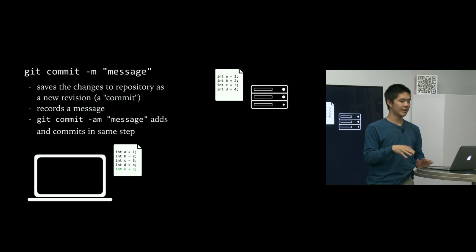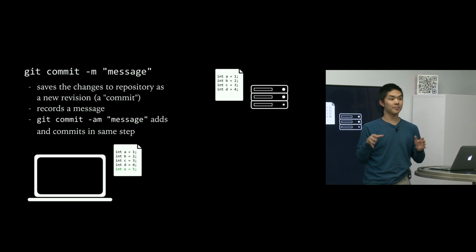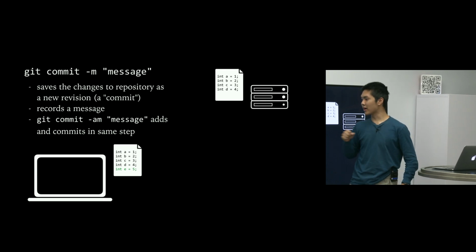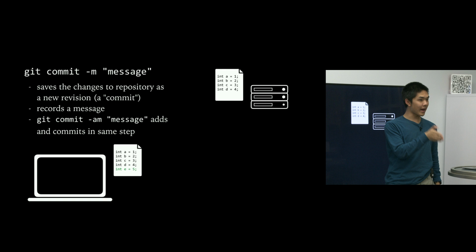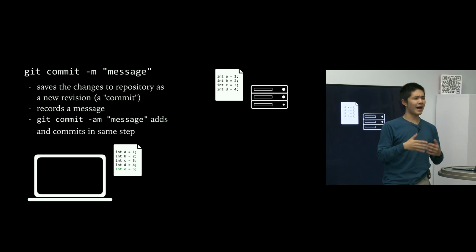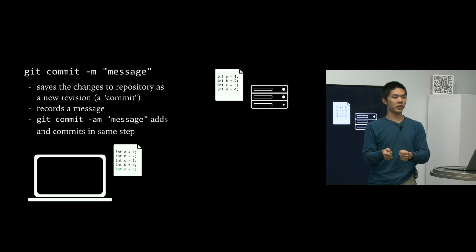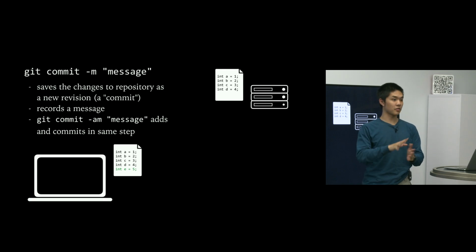And it records a message along with it. And just as a side note, if you'd like to combine the adding and committing steps together into one step, this command right here, git commit -am, A for all, or A for add, will automatically add all the files that you've changed and also commit it with a commit message. So you can combine both of these steps together.